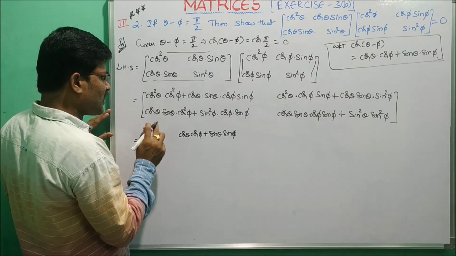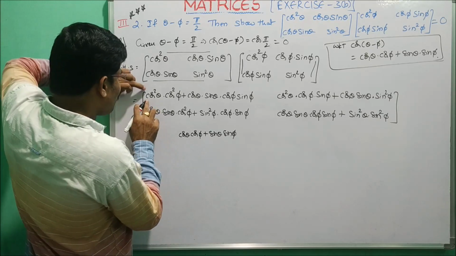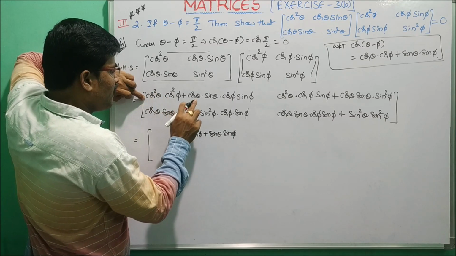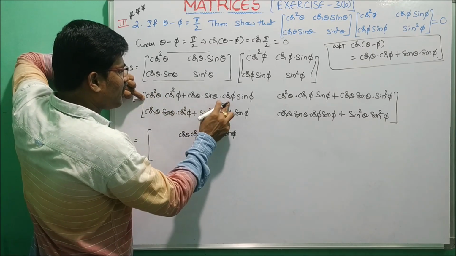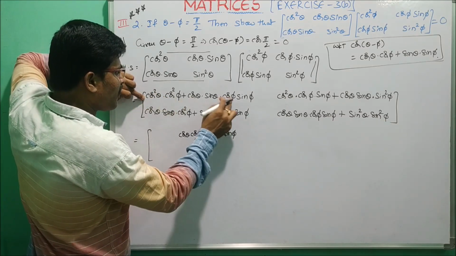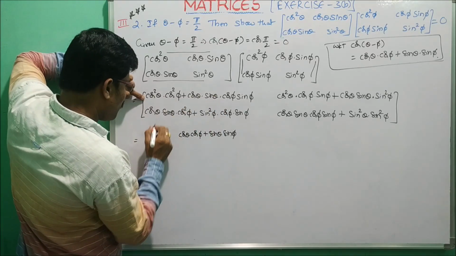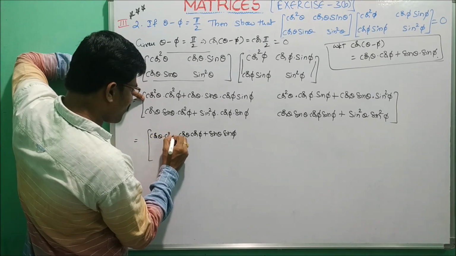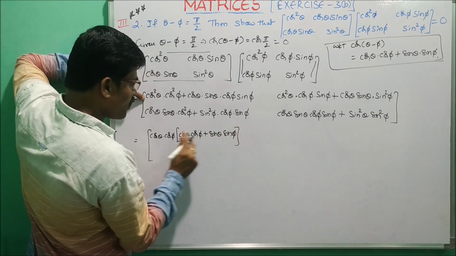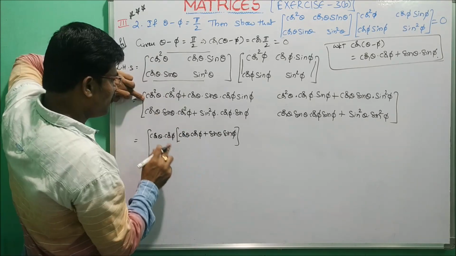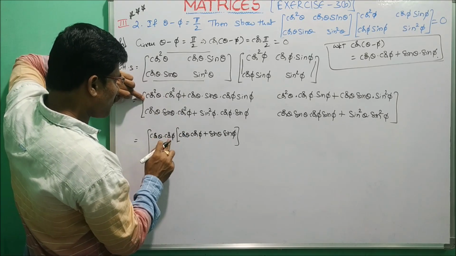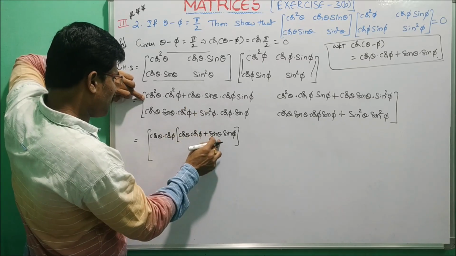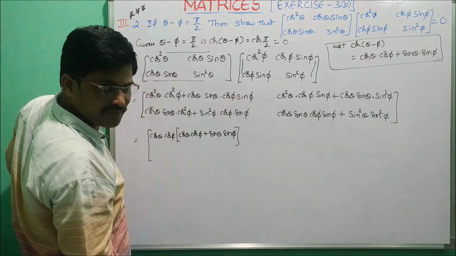Now here we take common the remaining elements. Cos theta cos phi is there, so the remaining element is cos theta cos phi. In the second term also it contains cos theta cos phi. Now we take common cos theta cos phi in both terms. That is cos theta into cos phi into (cos theta cos phi plus sin theta sin phi). So multiply with cos theta cos phi. That means cos square theta cos square phi plus cos theta into sin theta cos phi into sin phi.